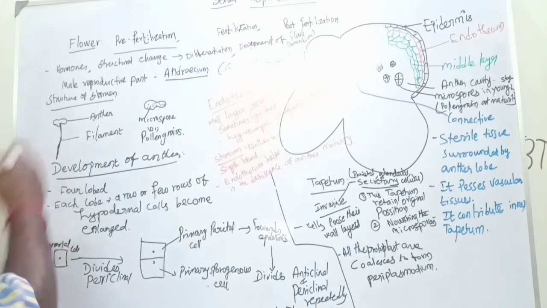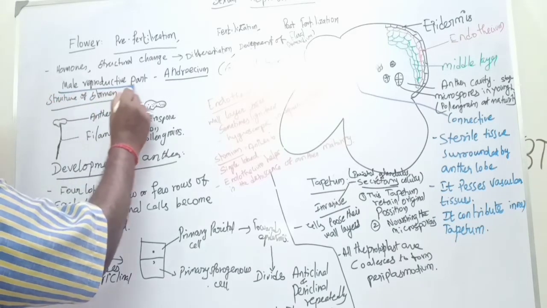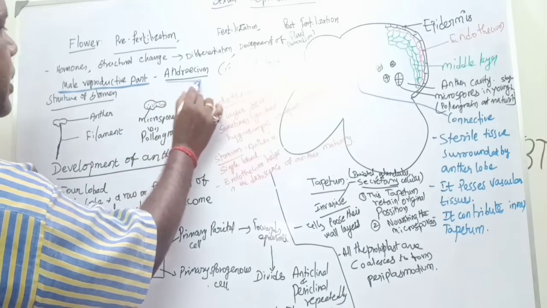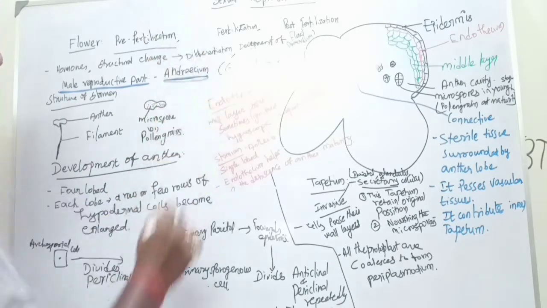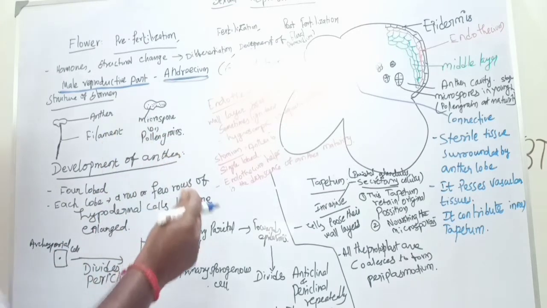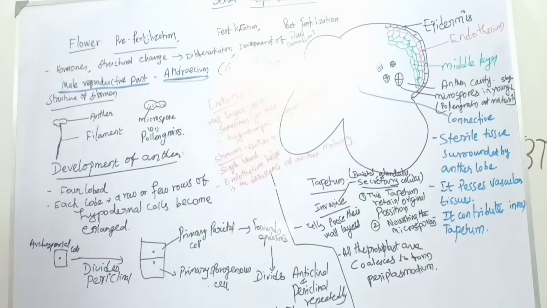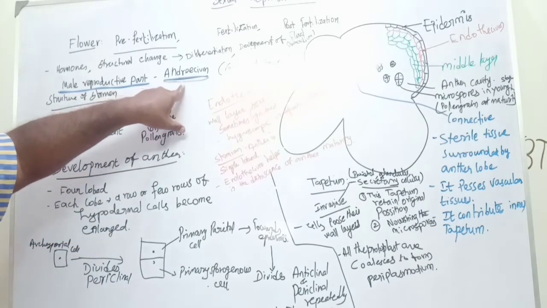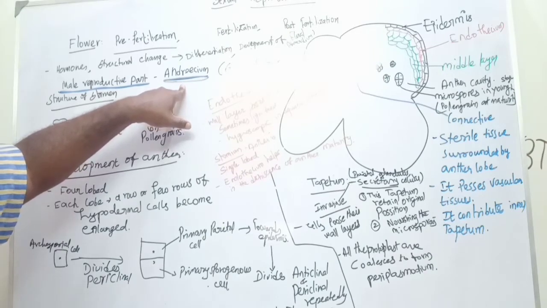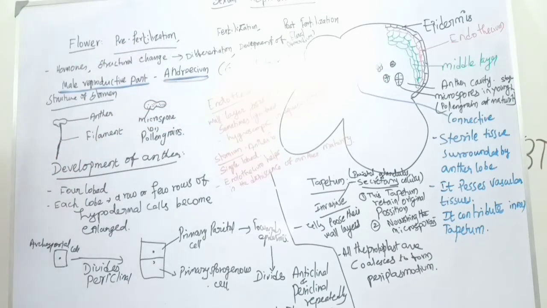Okay, next one is the male reproductive part. The male reproductive part is called the Androecium. The flower shows four main parts: Androecium, gynoecium, calyx and corolla. One of the essential parts is the Androecium. Now our topic is the Androecium, the male reproductive part.